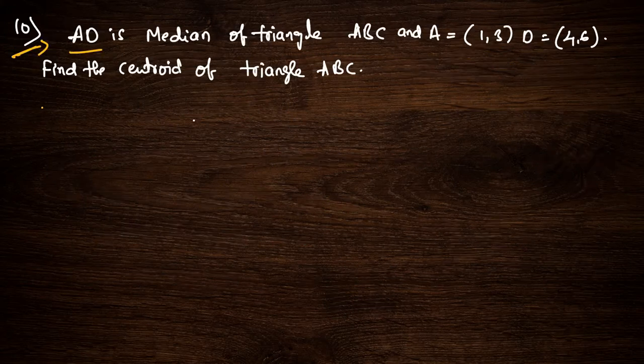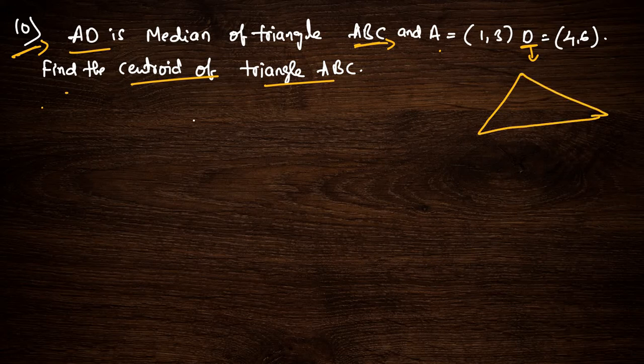Now the 10th question: AD is a median of triangle ABC, and A and D are given. He is asking us to find the centroid of the triangle. Let me draw the triangle like this. A is given as (1, 3), and D, the foot of the median on BC, is given as (4, 6). So the median goes to this point, and we have to find the centroid of triangle ABC.